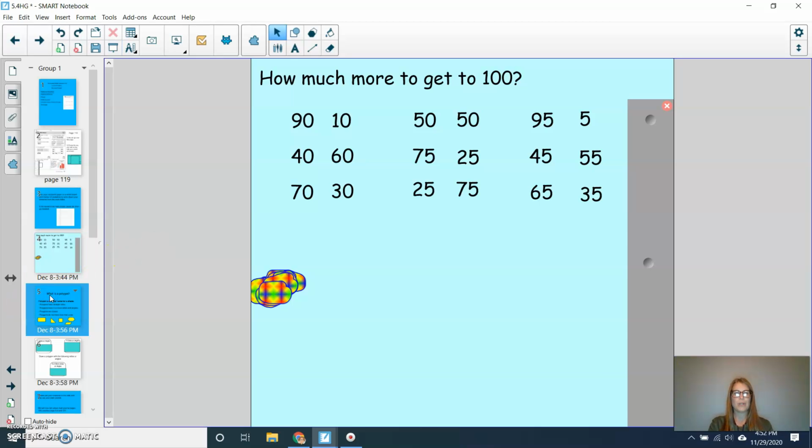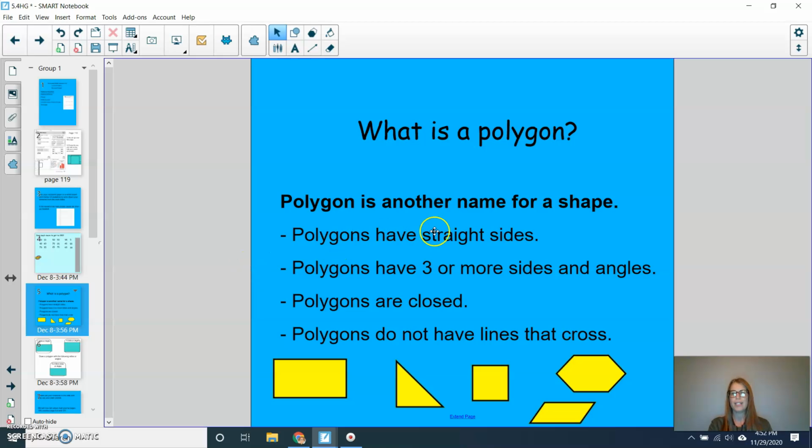The next part of our lesson, we're going to be talking about polygons. So what is a polygon? For this slide, you can just listen as I explain. A polygon is another name for a shape, but this is what the shape has to have. It has to have straight sides. Notice how all the shapes at the bottom have straight line segments connecting, or straight sides. The polygons have 3 or more sides and angles. The polygons are closed, so you don't see any openings. And the polygons do not have lines that cross. Okay, so keep that in mind.